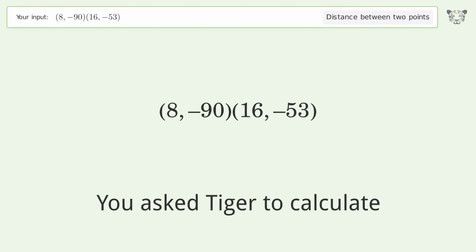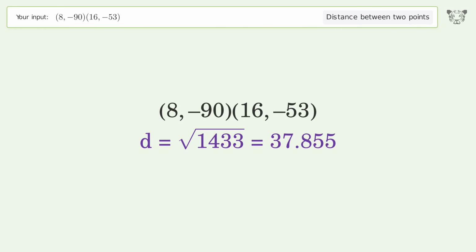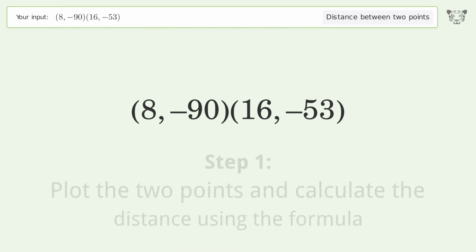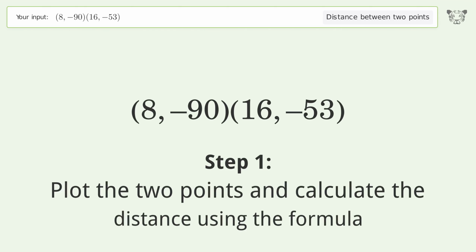You ask Tiger to calculate. This deals with the distance between 2 points. The distance between the 2 points is the square root of 1,433, or 37.855. Let's solve it step by step. Plot the 2 points and calculate the distance using the formula.